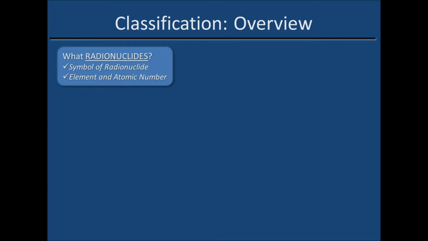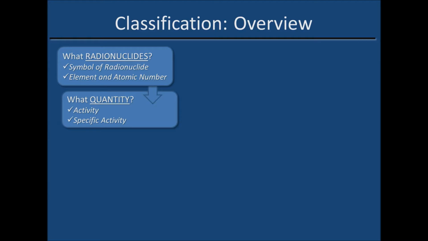First, we're going to start off by classifying radioactive material. So to ship a package, you have to know what goes in it. So first, you define what radionuclide it is. What's the symbol of the nuclide? What's the element? Atomic number. What is the quantity? So how much radioactivity is there? How many radiations are decaying, coming out of the source? What is the specific activity, the radiation coming out of the source per mass?